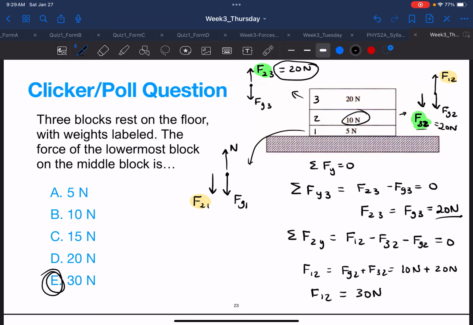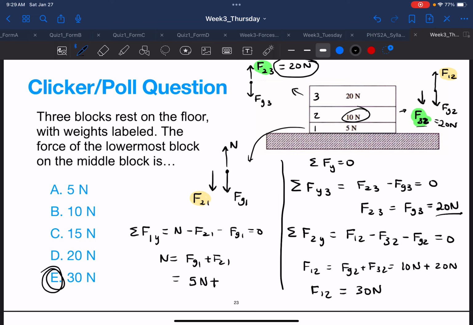Now to check our work as a sanity check, let's go ahead and do the sum on this last block. So sum of the forces on block 1 in the y direction is equal to normal force minus F21 minus Fg1 is equal to 0. Alright, so that tells us that the normal force should be Fg1 plus F21. And Fg1 is 5 newtons plus F21 we just found to be 30 newtons, which is a total of 35 newtons.